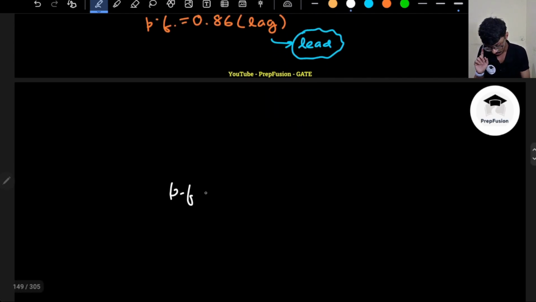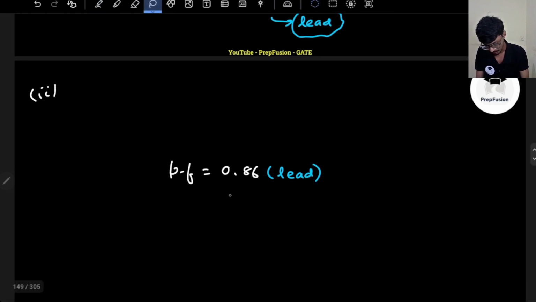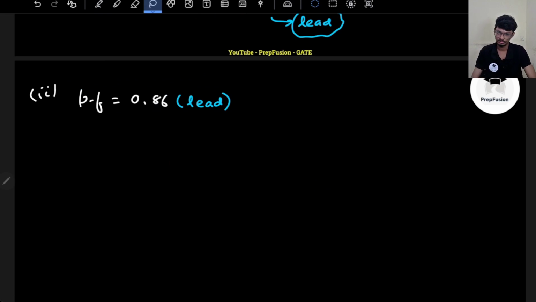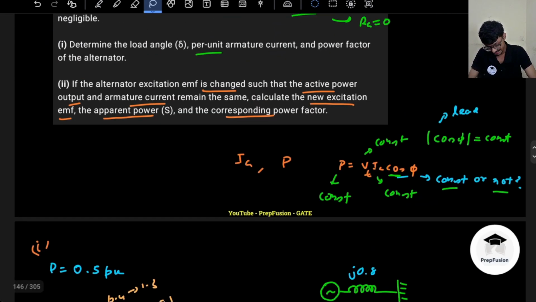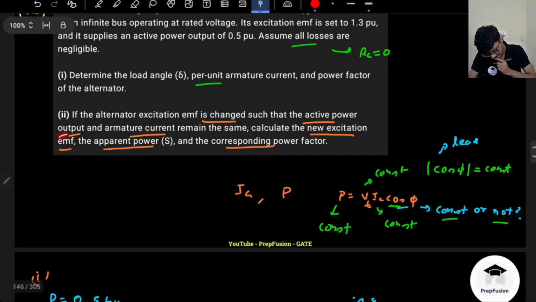So the power factor will now change to leading, but the magnitude will remain the same. So what will the power factor still be? In the second part, 0.86 lead. Okay, the power factor I already know. So other things are remaining. What will be the value of EF? They are asking me, and what will be the new armature current? All these things they are asking me.